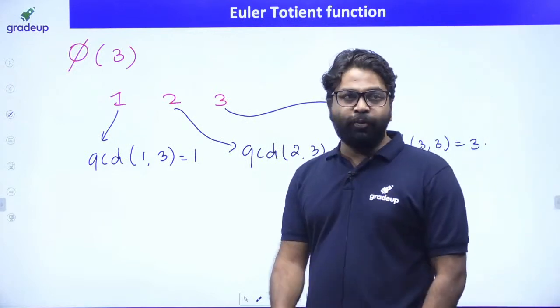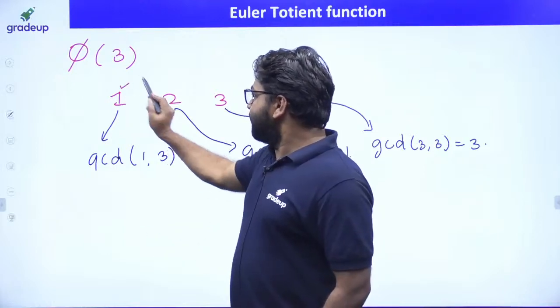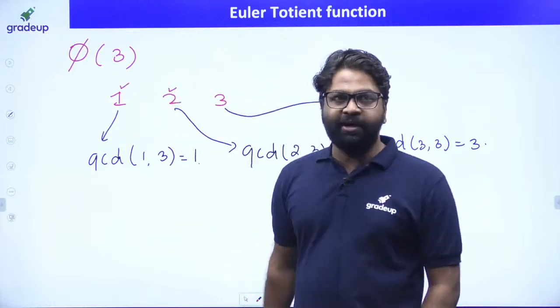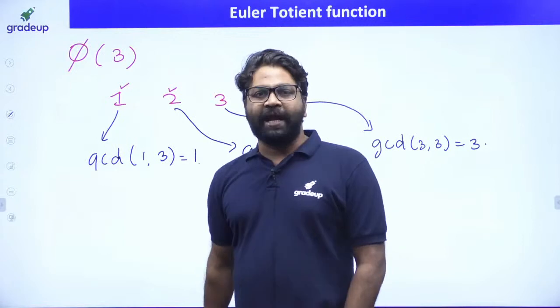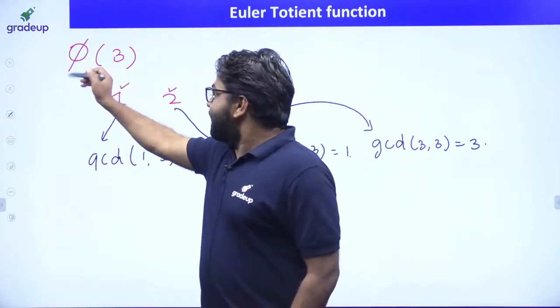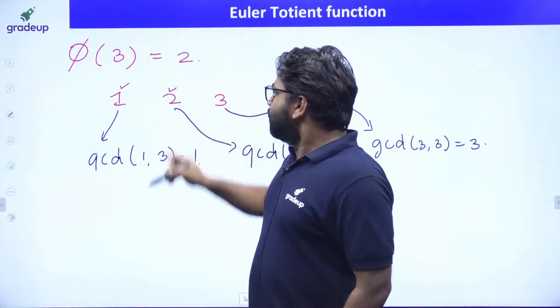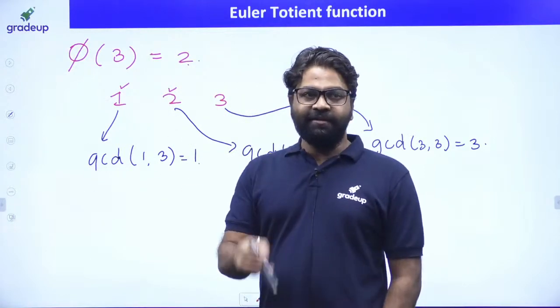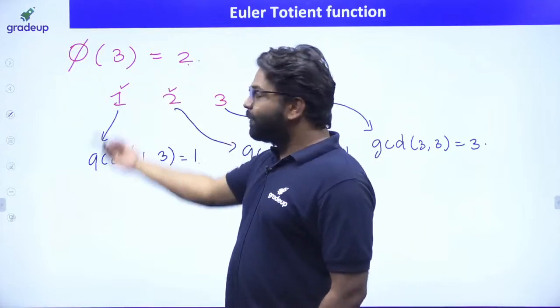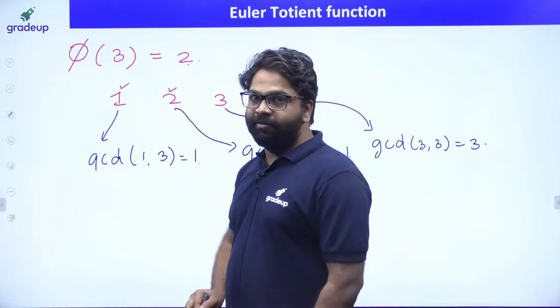So how many relative primes are there here? This is one element, this is another element, so you get 2 relative primes which are less than or equal to 3. So whenever someone writes the totient function of 3, the answer is 2. It signifies how many relative primes to 3 are available.